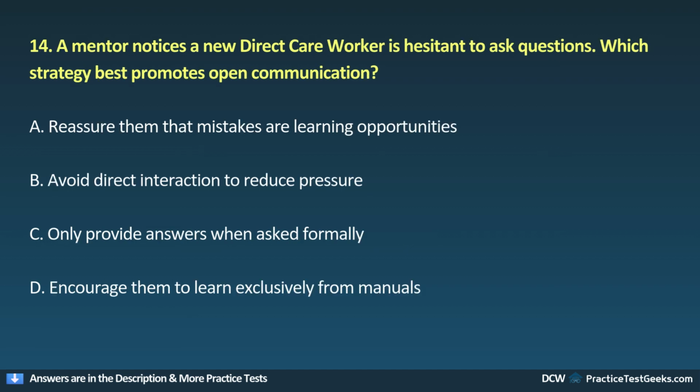14. A mentor notices a new direct care worker is hesitant to ask questions. Which strategy best promotes open communication? A. Reassure them that mistakes are learning opportunities. B. Avoid direct interaction to reduce pressure.